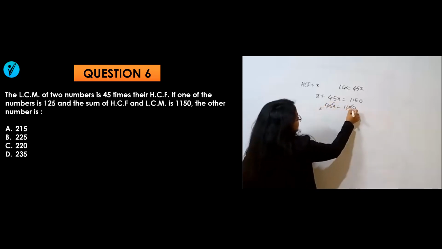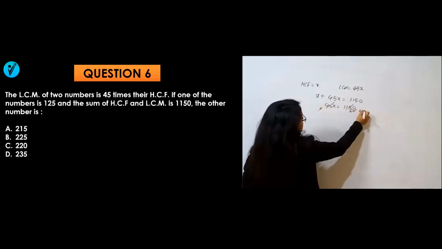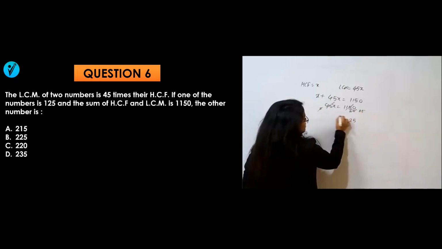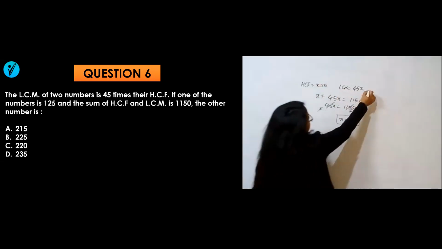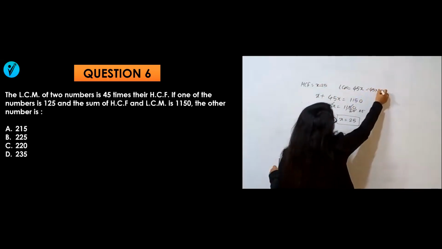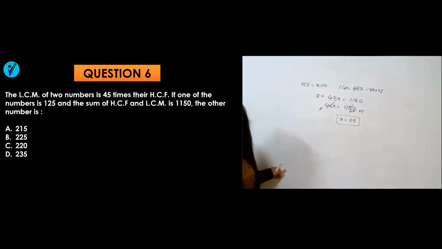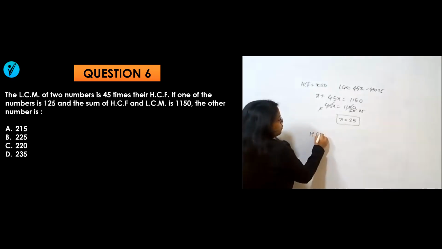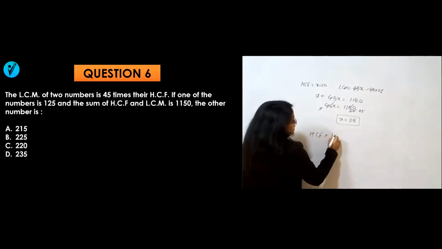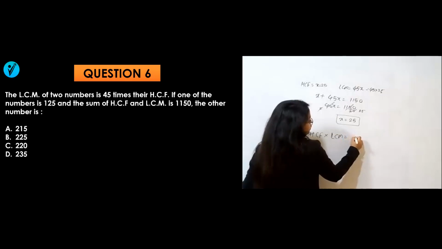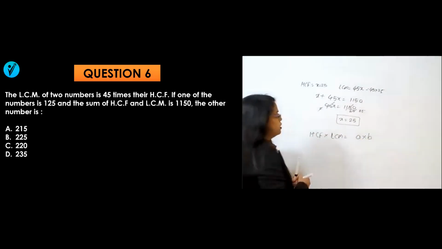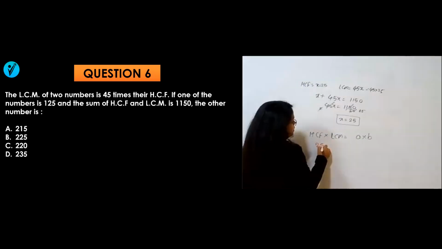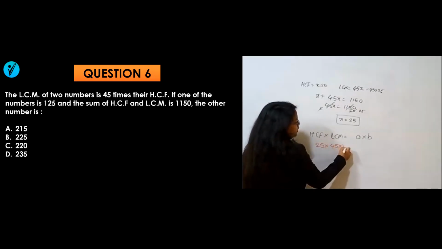23 2s are 46, 23 5s are 115, 2 into 25 is 50. So you can say that the value of x is 25. That means HCF is equal to 25. LCM will be equal to 45 into 25. Now they have given you one number, and we have to find the other number. We have the relation between them. What is it? HCF into LCM is equal to the first number into the second number, the product of those numbers. Where HCF is 25, LCM will be 45 into 25.